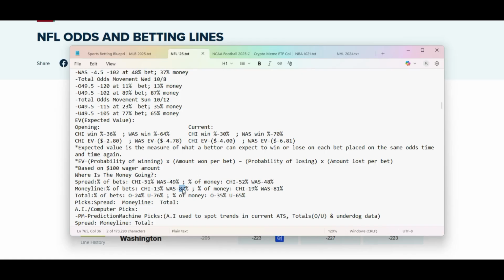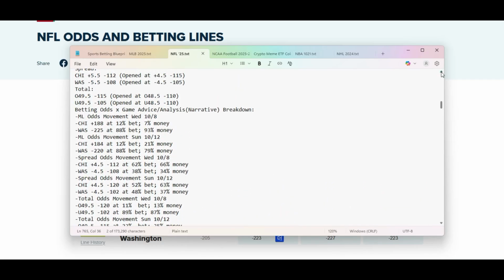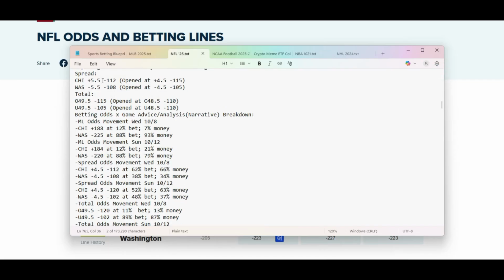But let's check where the spread is going, because spreads are the biggest indicators on who's going to win the game. All right, currently the spread is at 5.5 points favoring Washington, minus 112 cost going with Chicago, minus 108 going with Washington. Now, it opened at 4.5 point favorites, the Commanders at minus 105 cost. 4.5 point underdogs on the road are the Bears at minus 115 cost. Spread plus 4.5, minus 4.5 in favor of Washington on Wednesday, October 8th.